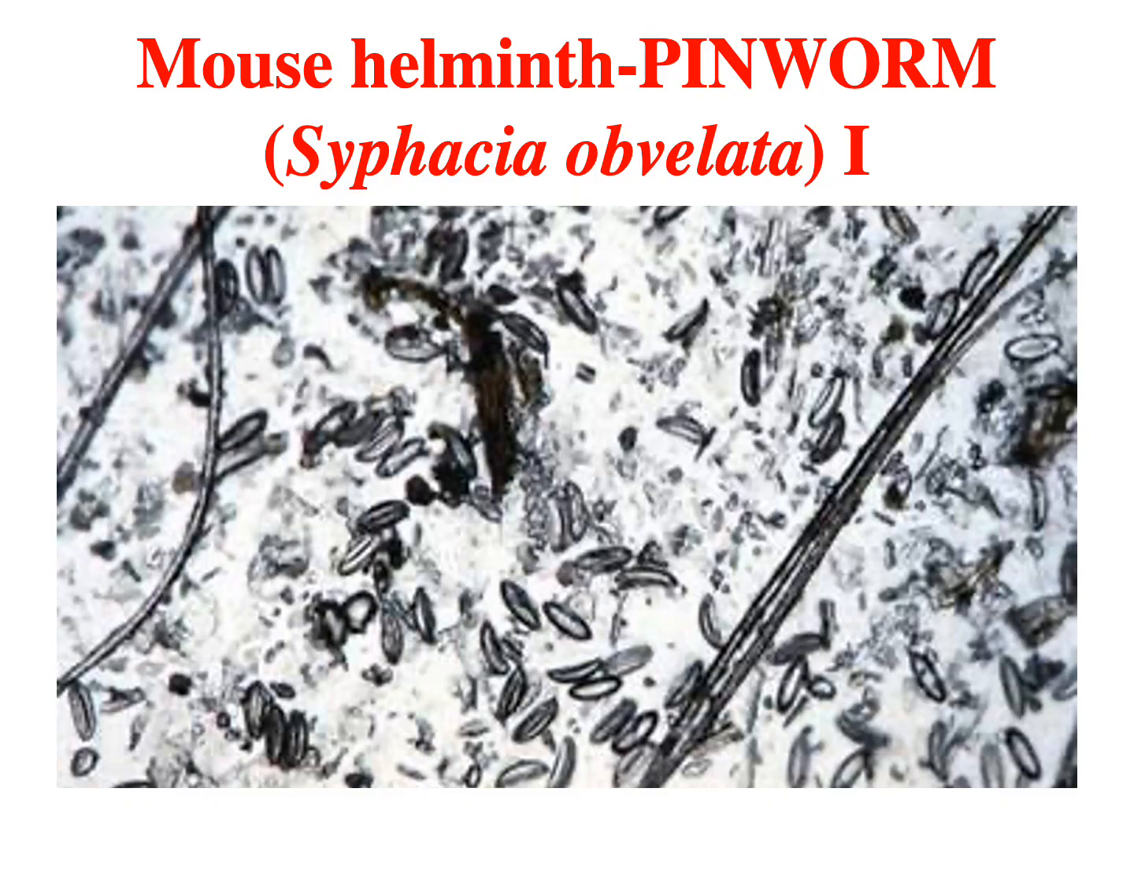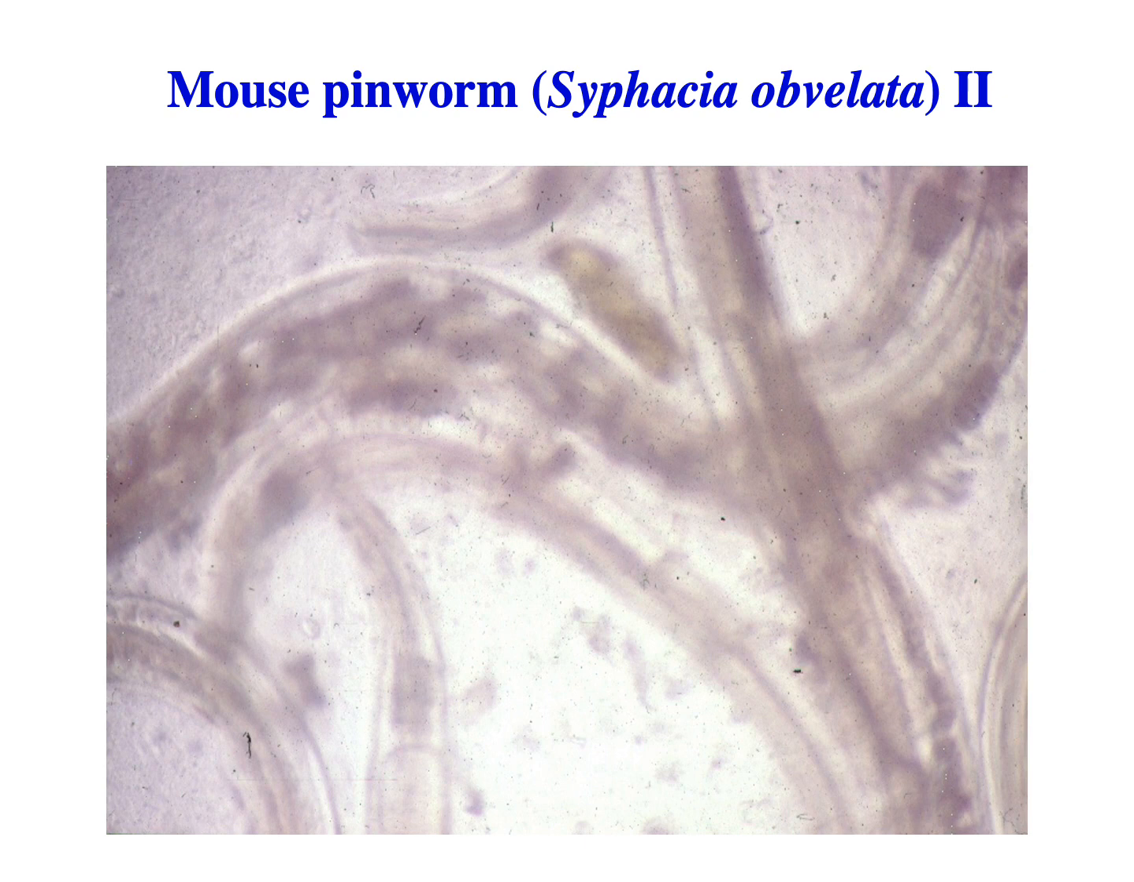And we move to the last group, the nematodes or round worms and the tapeworms. Here we have to mention the mouse helminth pinworm, Syphacia obvelata. This is gut content with the eggs of Syphacia. And here you can see the mouse pinworm, Syphacia obvelata, females full of eggs.